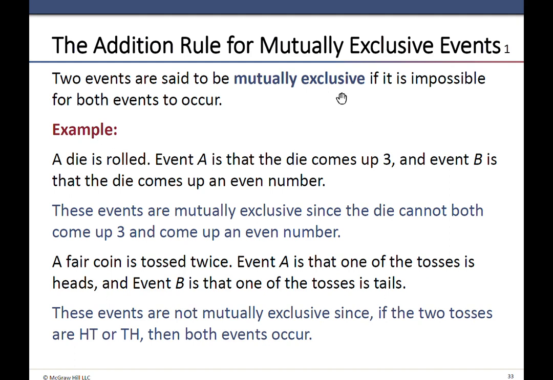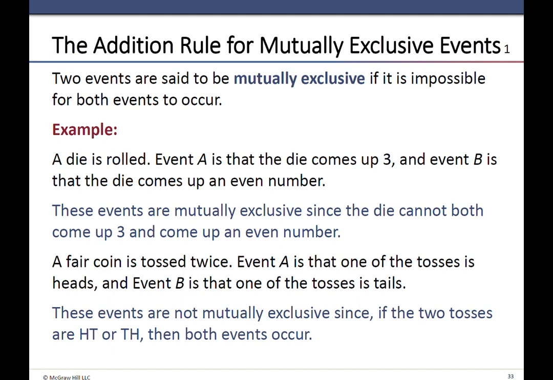Here's some other examples. A die is rolled. Event A is that the die comes up 3, and event B is that the die comes up to be an even number. These 2 events are mutually exclusive, since the die cannot come up both 3 and even, so the probability of both happening is simply 0.